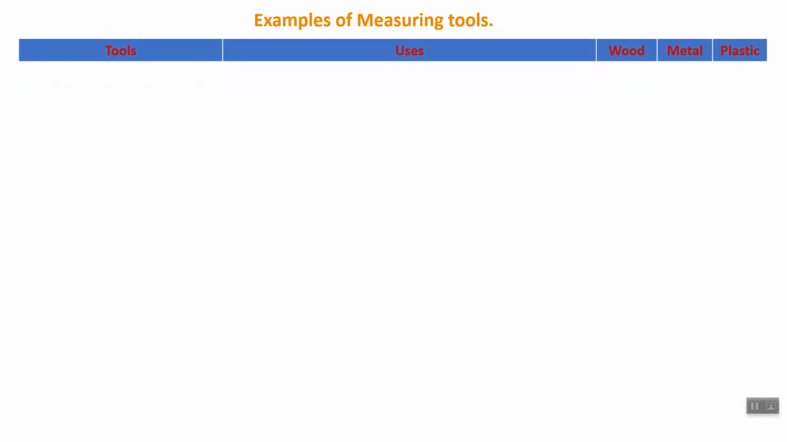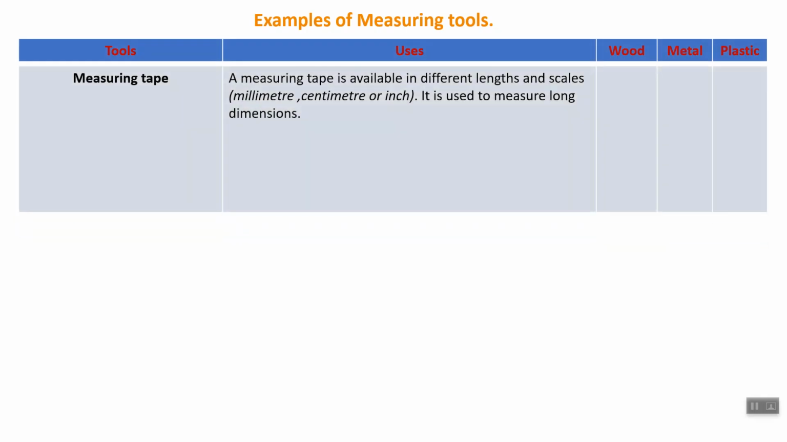So some examples of measuring tools. Okay, so the most used tool to measure in a workshop is a measuring tape. A measuring tape is available in different lengths and scales. So generally we measure in millimeter and centimeter. Inch is not so used nowadays. We mostly use millimeter and centimeter to measure the materials in the workshop. Okay, sometimes in meters also. It is used to measure long dimensions.